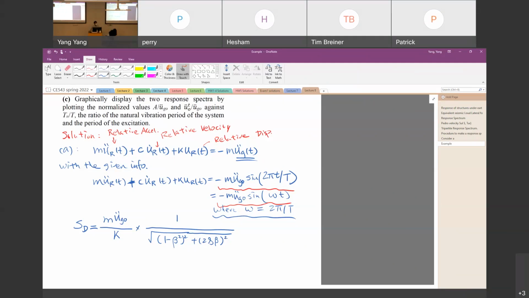Do you agree with me up to here? So what's that symbol in the middle of the 2 and the beta? Oh, 2 zeta, 2 times zeta times beta. On the bottom of the fraction. Yes, that's the damping ratio. Thank you. The damping ratio. Sorry for my handwriting.